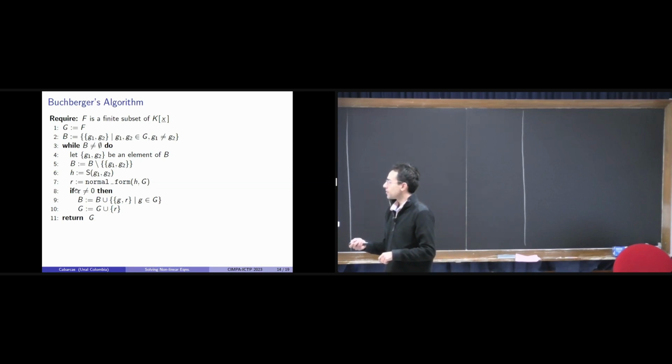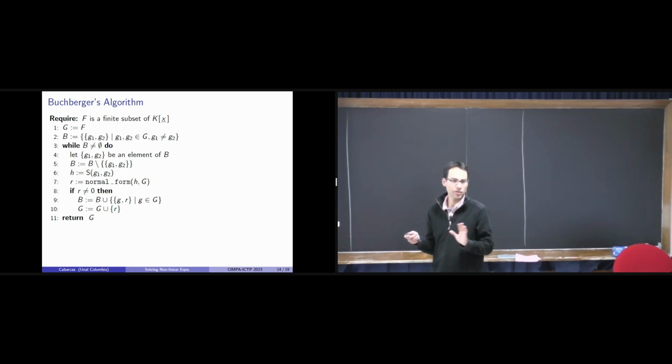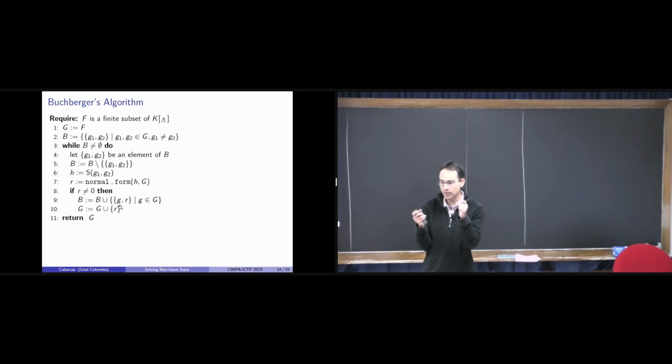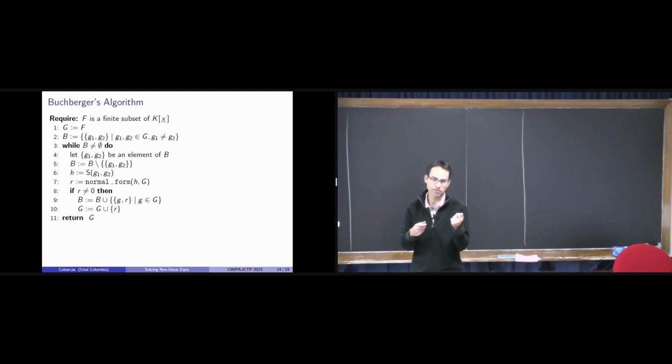If the remainder is 0, well, that's it. We're done with that pair. We're good. If not, if the remainder is different from 0, we're going to add that element to the basis because it means that we found a new leading term. So we're going to add it to the basis G. And we're also going to consider all pairs of elements from G with the new element R that is going to be in the basis.